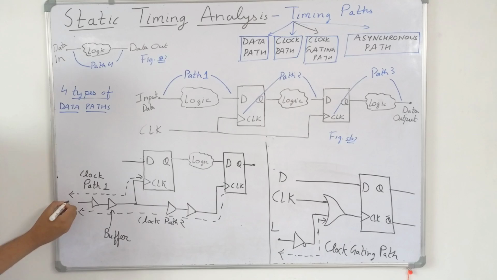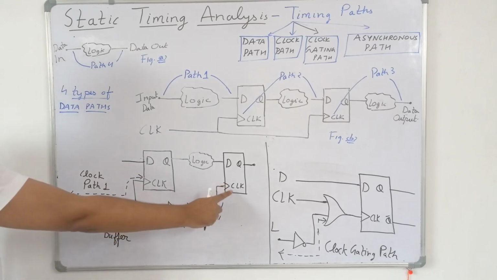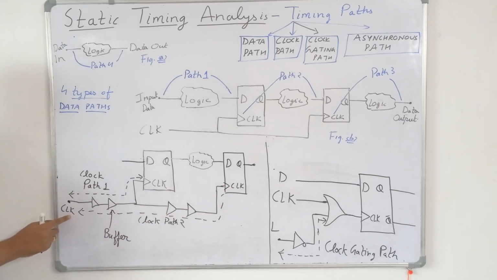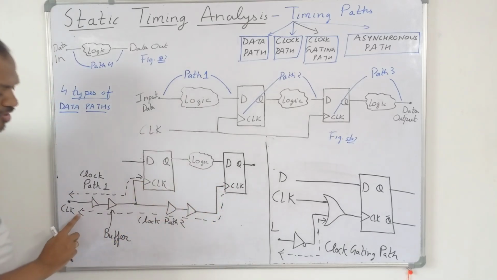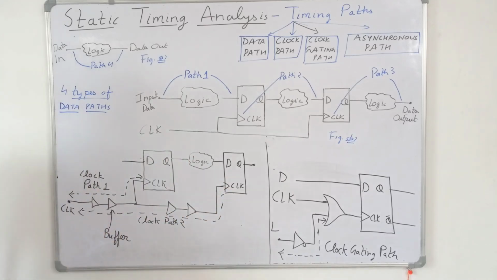So this is the clock input port of the design, the clock is starting from here. So we have path 1 from the input clock pin of the design to the clock pin of the launch flip-flop, and the second path is from the input clock pin of the design to the clock pin of the capture flip-flop. So we are having two clock paths here.